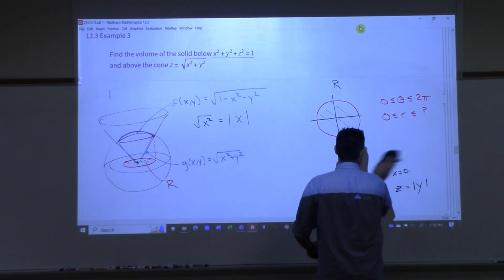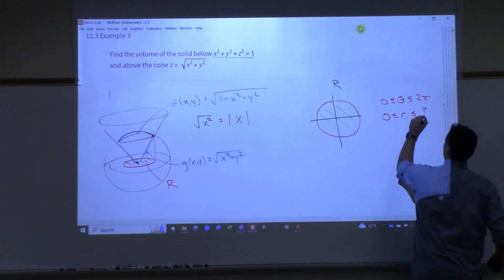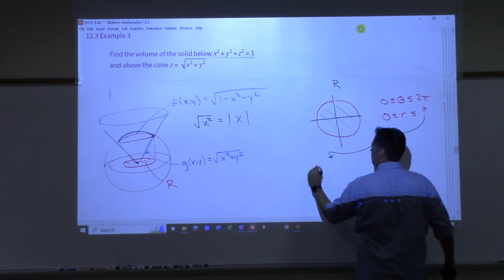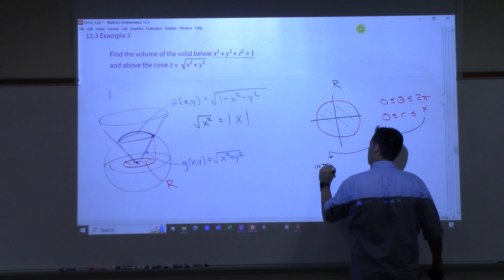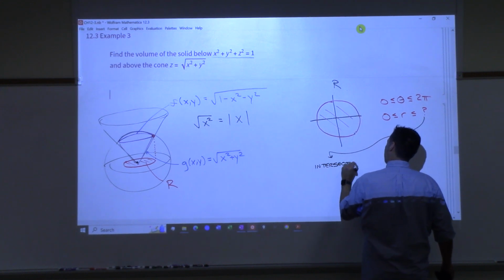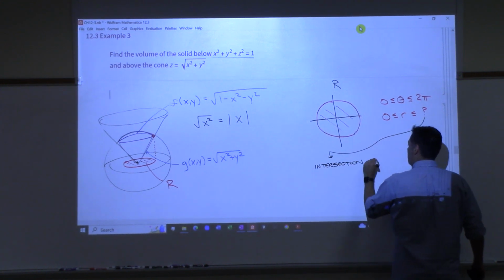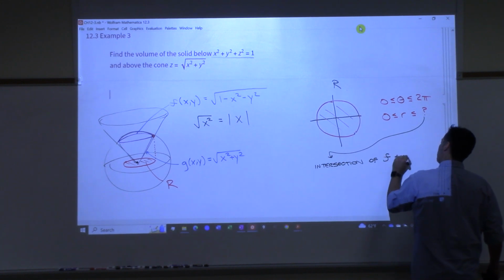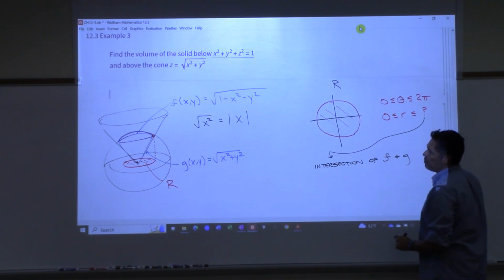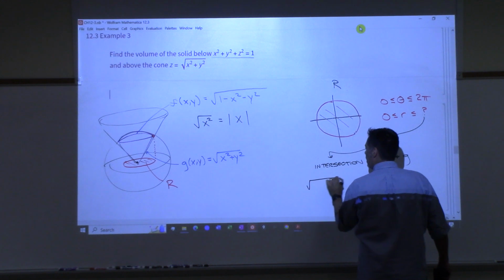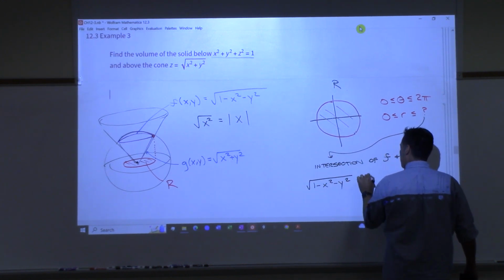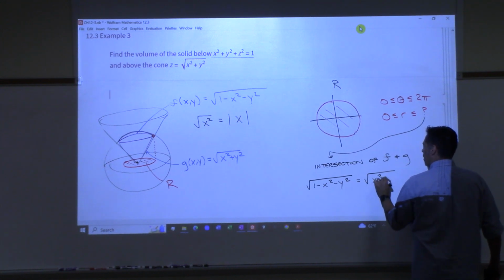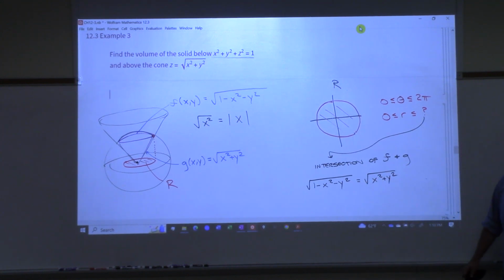I'll do it down here. So this right here, to do this, I need to find the intersection of f and g, right? So I set them equal to one another. So I set the square root of 1 minus x squared minus y squared equal to the square root of x squared plus y squared, right? Square both sides.